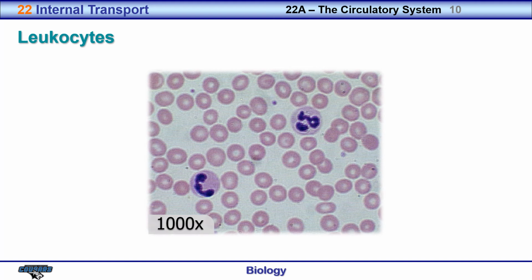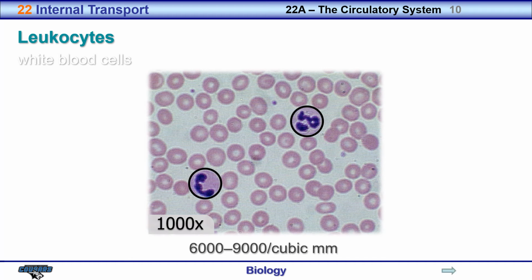Now, the next kind of cells that you find inside of the blood are called leukocytes, and they're the two bigger circles that you see here with the purplish blobs inside of them. Those are the leukocytes. They're called white blood cells. Here they look purplish, but that's because they've been stained. Otherwise, they're pretty clear looking.